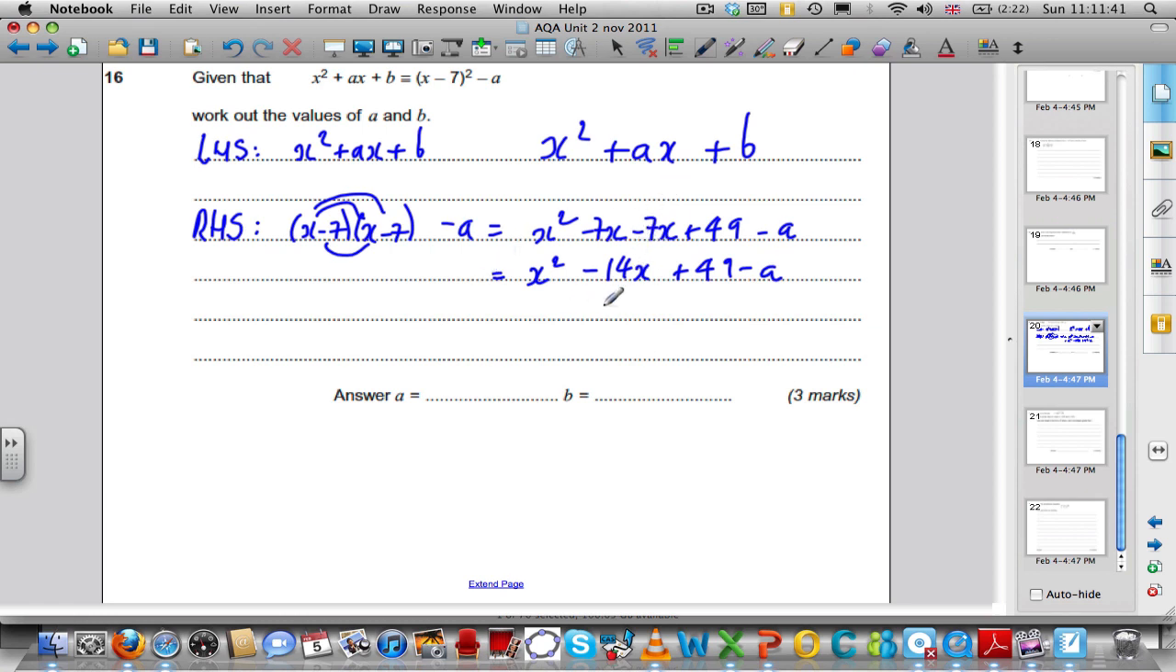we can clearly see that a must be minus 14, this must be the same as this, and similarly b must be equal to 49 minus a, which is 49 minus 14, which again is equal to 63. So that was probably a much easier way of doing it in that particular case. A is minus 14 and b is 63.